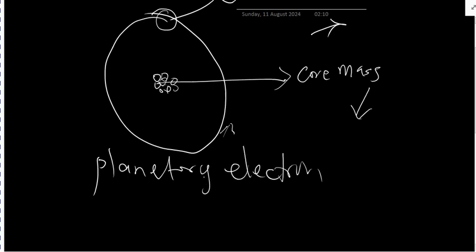Call it planetary electron that actually orbits around the nucleus at a particular energy level, right? So the electron actually revolves around the nucleus. So we call them planetary electrons. While the nucleus is the central core, where the mass of the atom is concentrated, the electron actually revolves around the nucleus. So please take note of that.